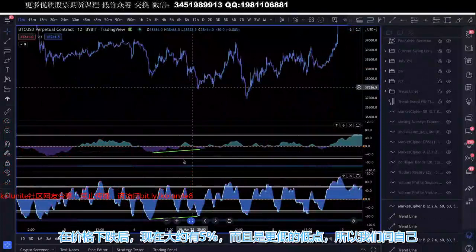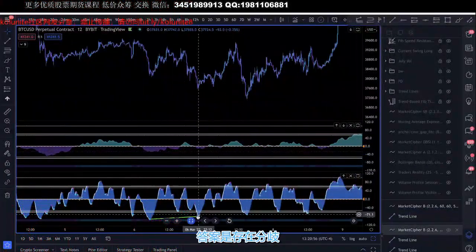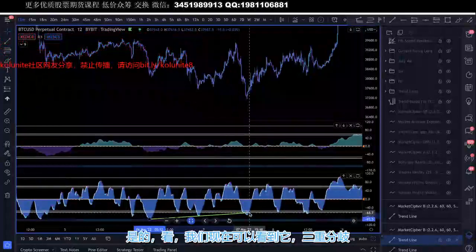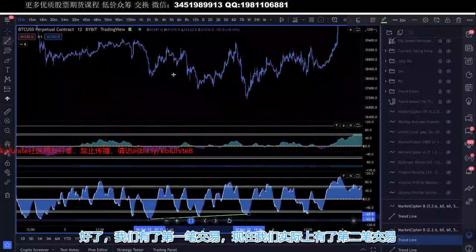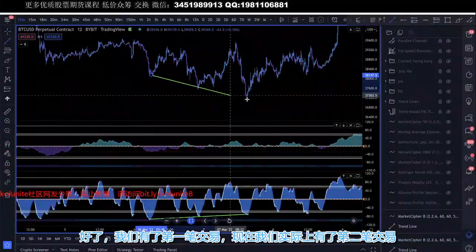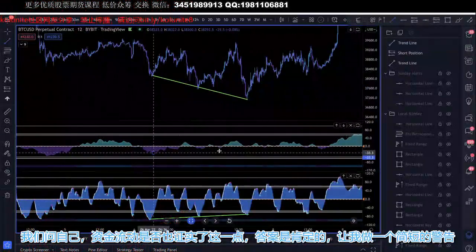Now, after that, price comes down and makes an even lower low. So we ask ourselves, is there a divergence? The answer, yes. Look, we can see it now, a triple divergence. We got our first trade, and now we're actually getting our second trade. We ask ourselves, is the money flow also confirming? And the answer is yes.